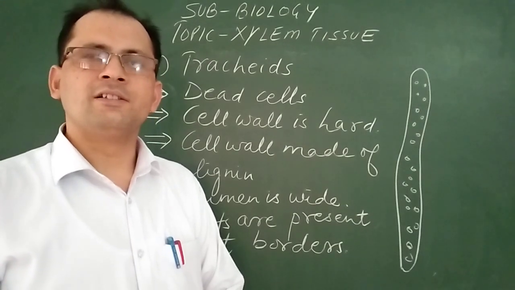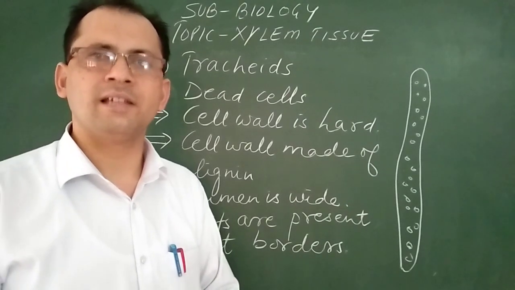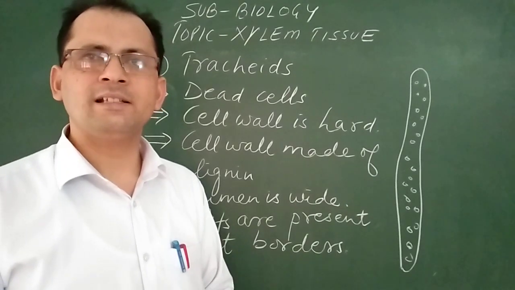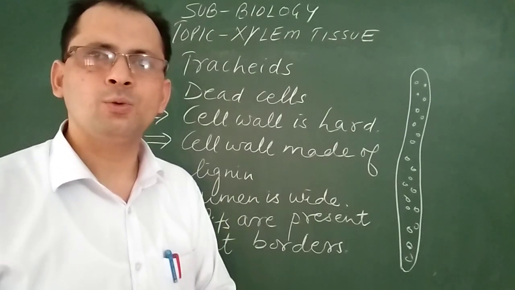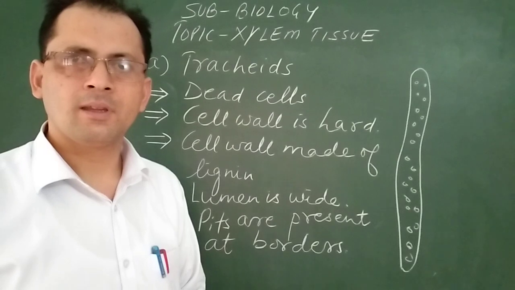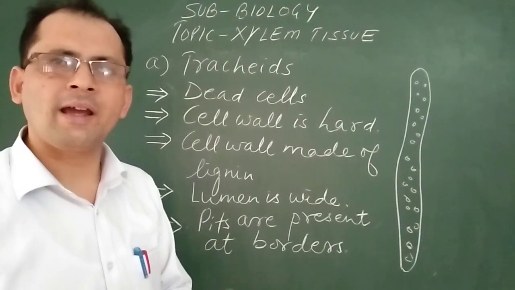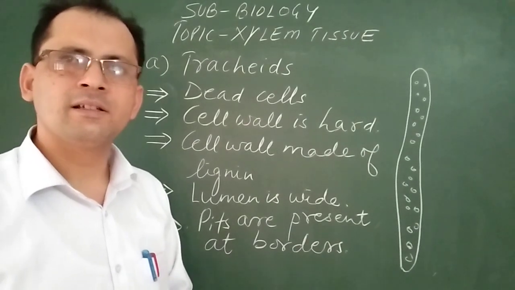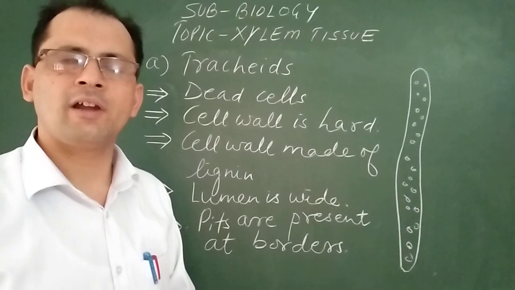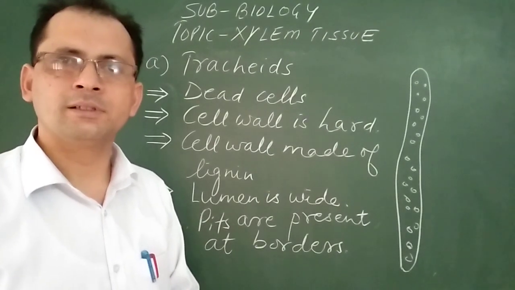Now beta, xylem tissue basically comprises dead cells. It is made up of dead cells, meaning the cells which make up this xylem tissue are basically dead. Now this xylem tissue comprises four types of cells: tracheids, vessels which are also known as trachea, xylem parenchyma and xylem fibers.